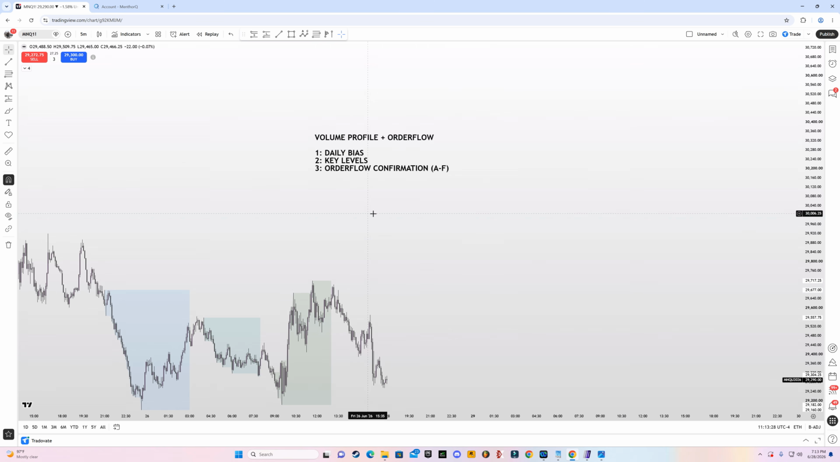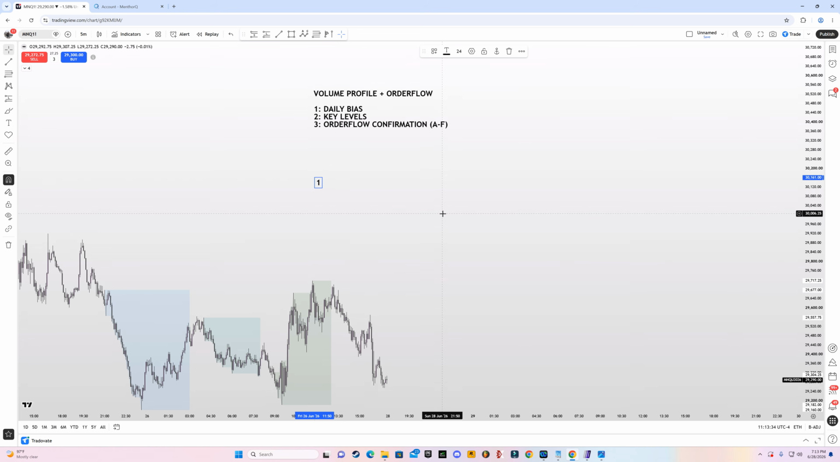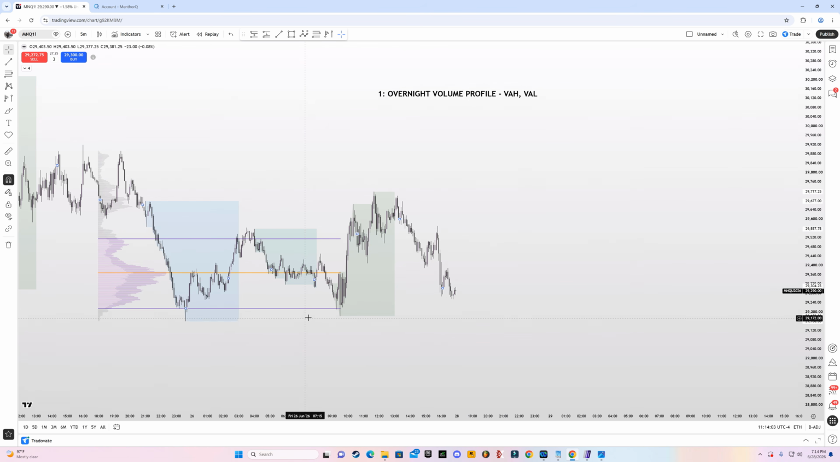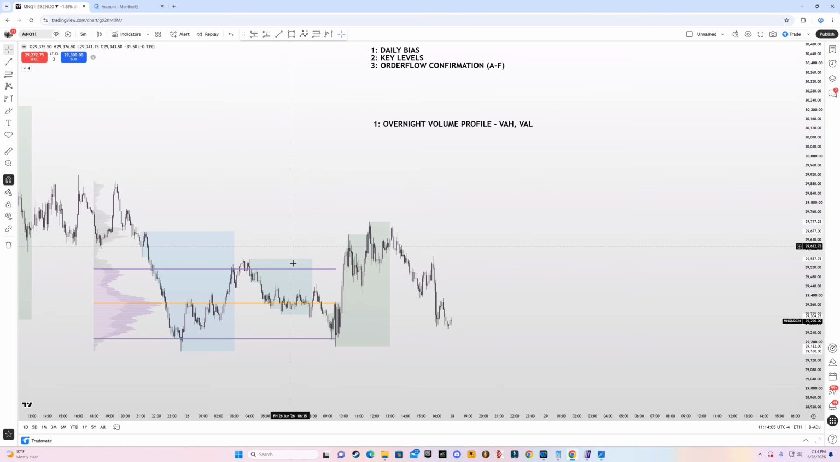So we have multiple key levels, and these are the most important ones, right? First things first, we're going to have our overnight volume profile. For example, we're going to have the value area high and value area low of the overnight session. So these are our key levels from the overnight volume profile. What is the overnight volume profile? It is from 18:00 till 9:30, so you can write it out like that, and you're going to have the value area high and the value area low. These are your key levels.